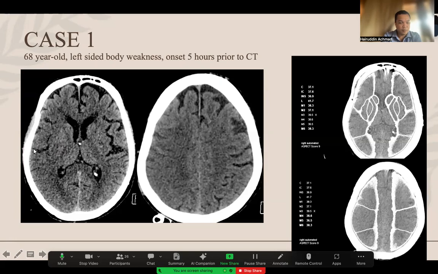Okay. And then if you go up further to the corona radiata or centrum semiovale level, we start seeing hypodensity here, probably in the M4 region. This is M5 and this is M6. So you are losing the gray-white matter differentiation. If I were to give the scoring, this patient is probably 9/10.